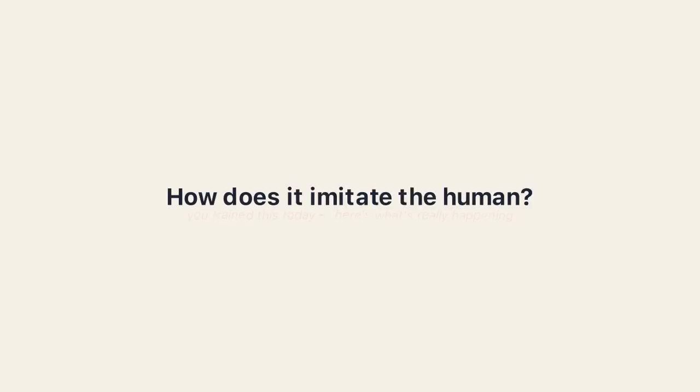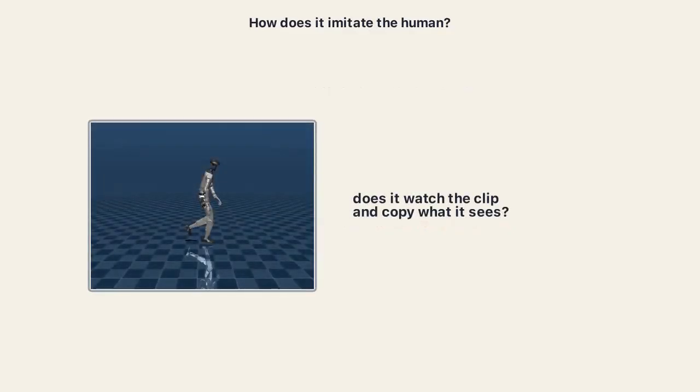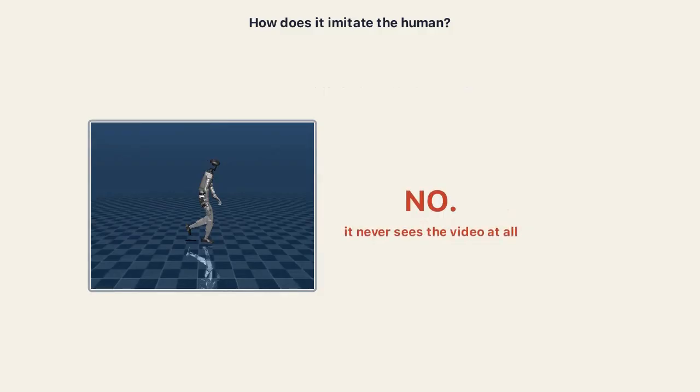Today you trained a humanoid to walk like a person by showing it human motion, and you asked exactly the right question. How does it know to move like the video? Does it watch the clip and copy what it sees? It does not. The robot never sees the video at all. There is no understanding and no watching. What actually happens is simpler and far more clever.